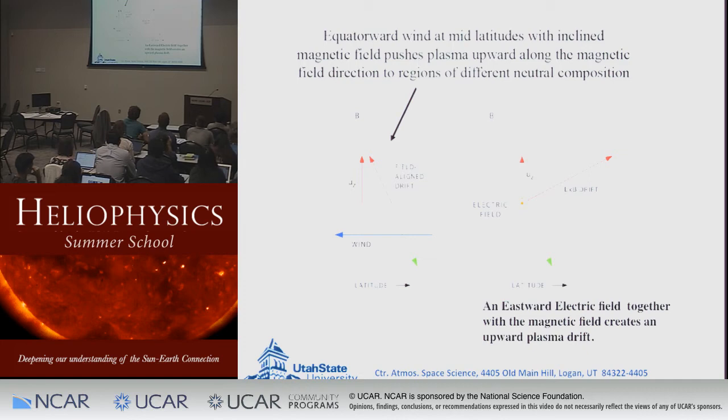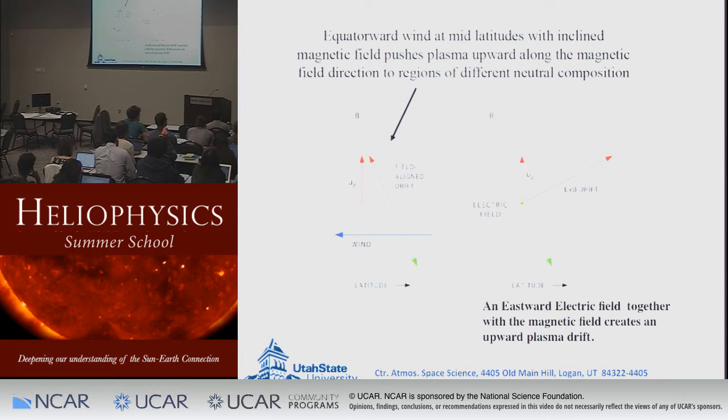Okay, so we're looking at equatorward winds at mid-latitudes. It's not at the equator, it's equatorward winds at mid-latitudes with inclined magnetic fields. Why are the magnetic fields inclined at mid-latitudes? They're not perpendicular, not horizontal. What's the geometry you're referring to for the magnetic field of the Earth at mid-latitudes? How do you represent the Earth's magnetic field close to the Earth in the upper atmosphere? Thank you, sir.